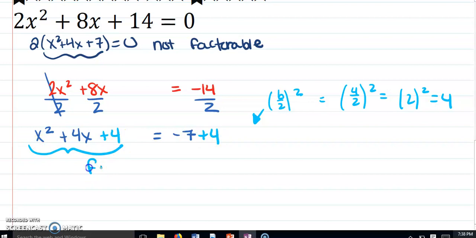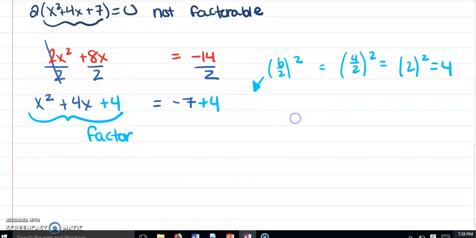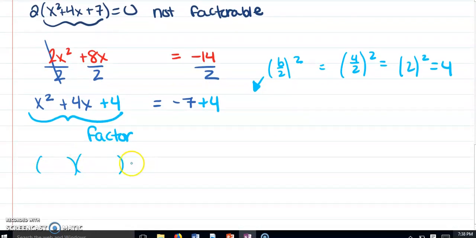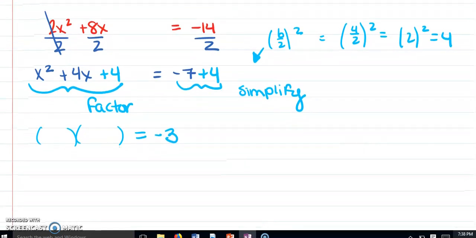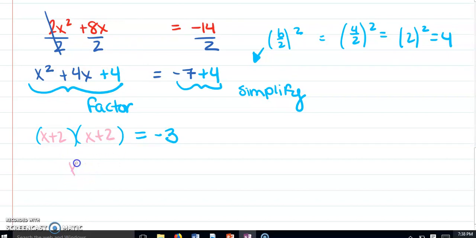The left side needs to be factored. It'll always be a perfect square trinomial, which means that it's the same two binomials that multiply to make x squared plus 4x plus 4. And on the right side, you'll simplify. And you get -3. If you were to factor, you would get what multiplies to 4 and adds to 4, x plus 2, x plus 2. You have to write it as x plus 2 squared, or this is going to be a lot more difficult.